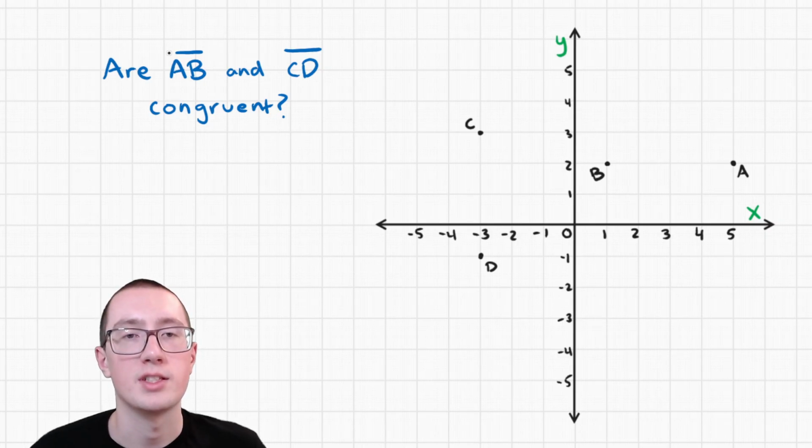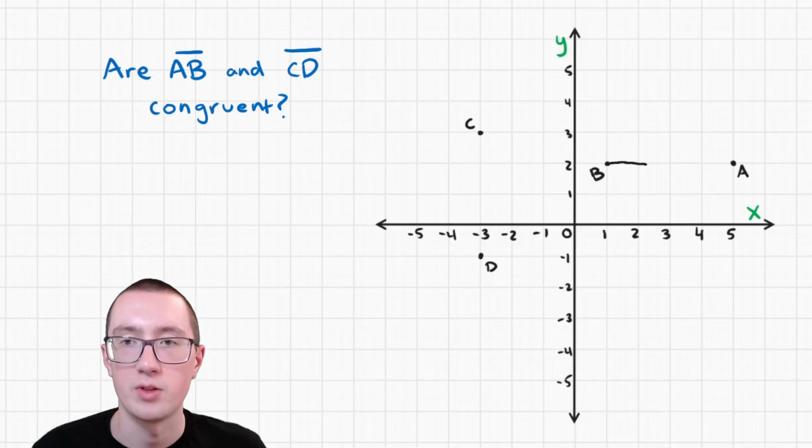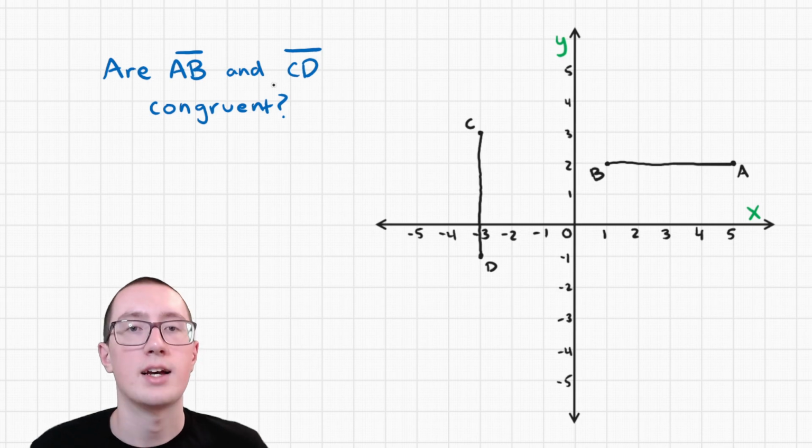But basically what this is telling us is we need to connect A and B together with a line. So let's go ahead and do that. And then it says we need to connect C and D with a line. So we're going to do that. And it's asking us if these are congruent line segments.